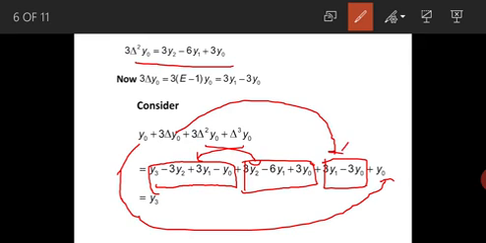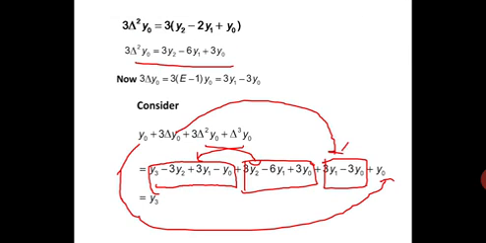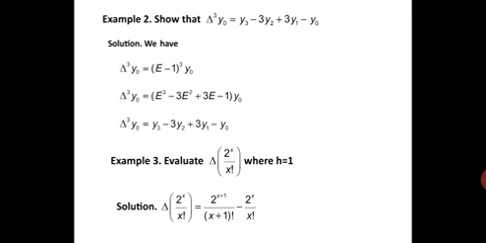Now I have substituted all the values. If you simplify all the values, we will get y3. My answer is y3. Right, friends? Now we'll go for the next problem.